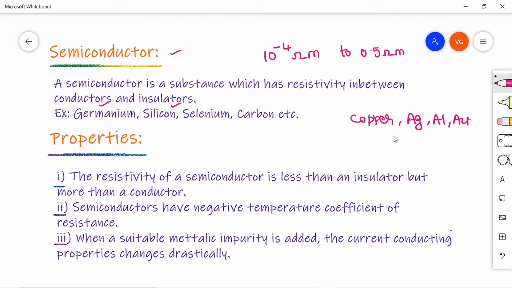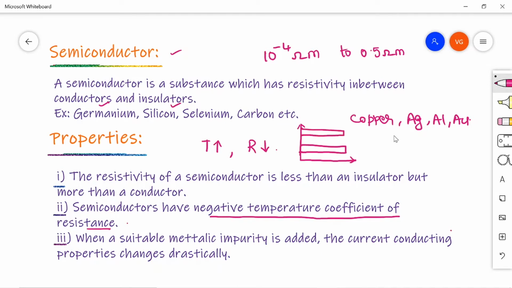The second property is that they have a negative temperature coefficient of resistance. Let us see what this is. As the temperature increases, the resistance of the material decreases. We'll see how. In any material, the atomic structure is predefined. According to the atomic structure, the last band we call the valence band.